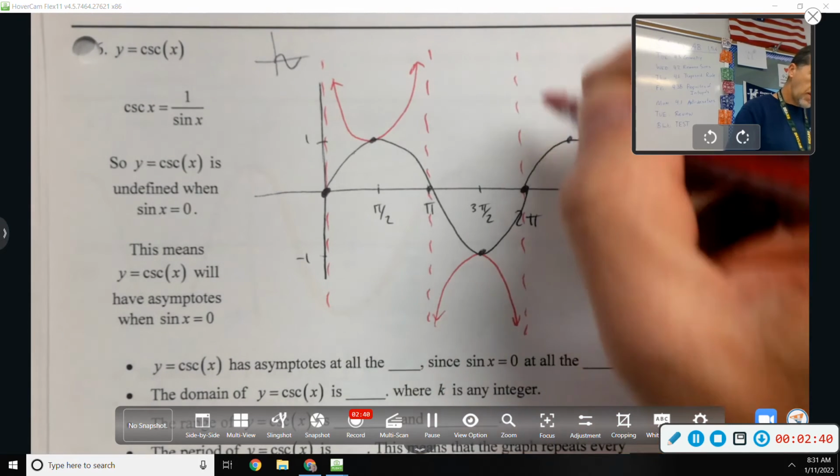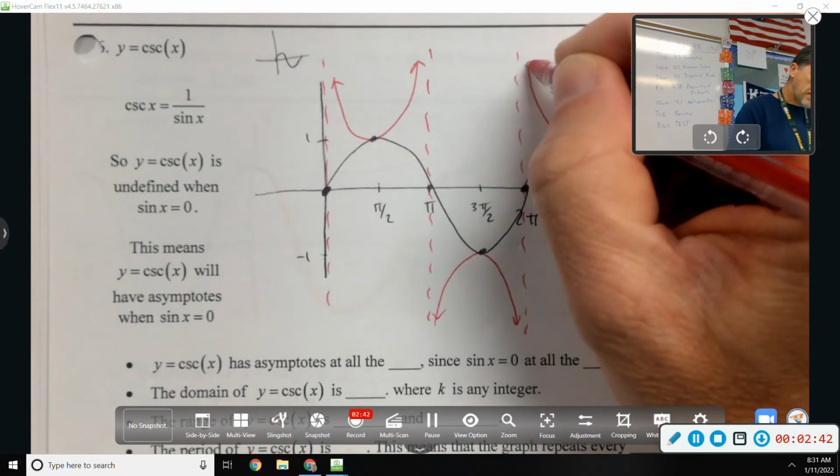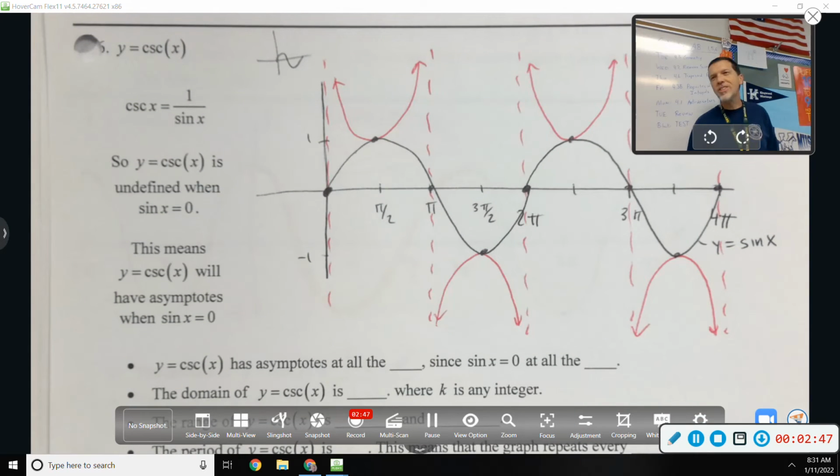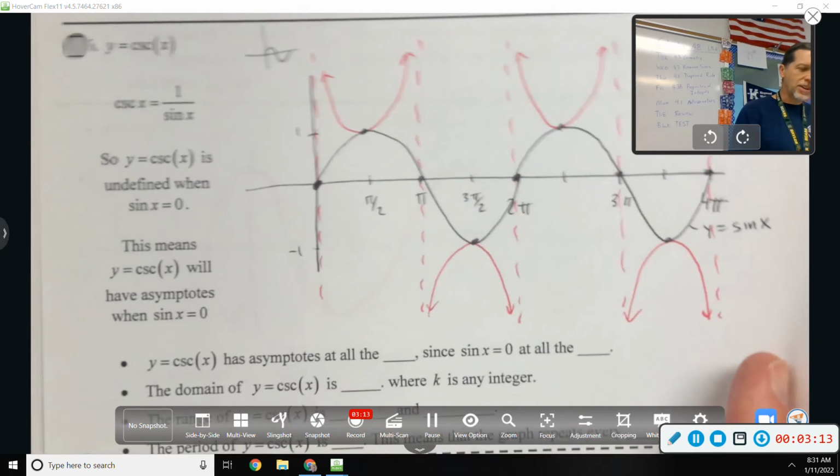Do we have to draw the sine wave part as a dotted line? You don't, because they're so distinct and it's so clear I know what you're doing. You don't have to take the time to put in a dotted line for the sine graph. So anytime you want to graph secant or cosecant, you graph cosine or sine first, and then do the asymptotes and the U's. Most of the properties we're not going to do. You can figure them out if you need to.